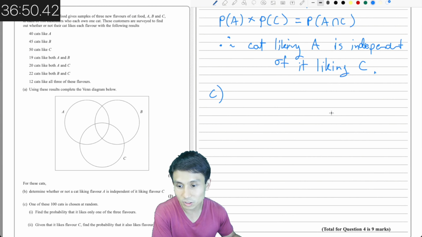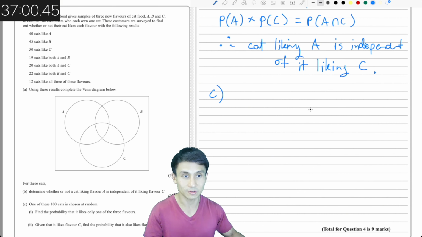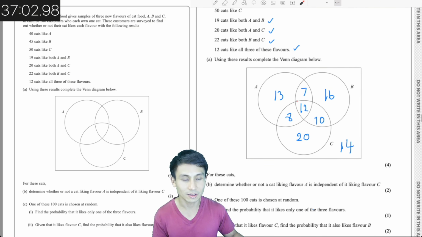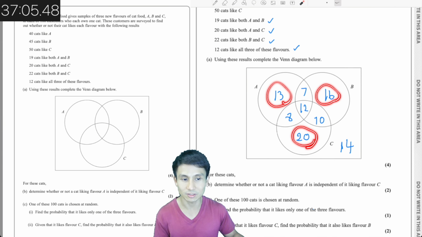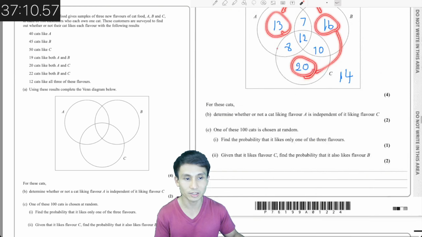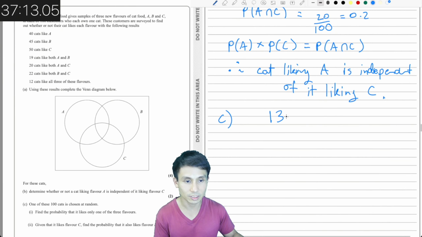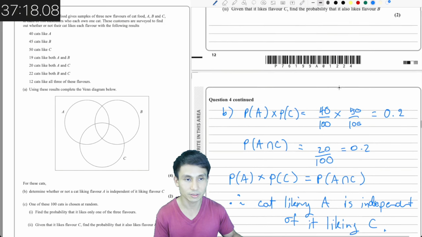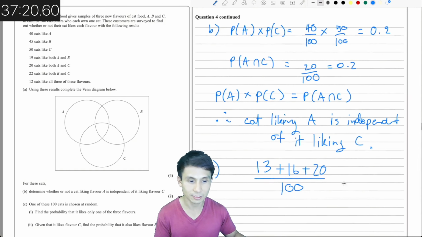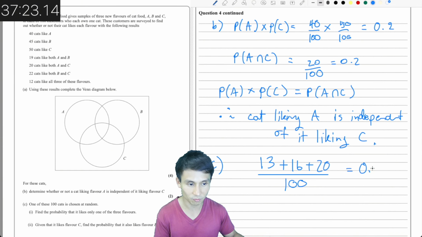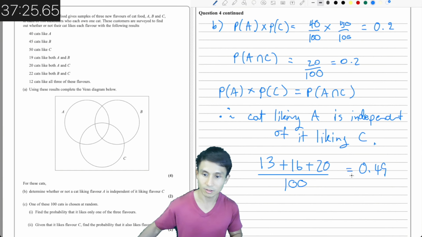C, one of these 100 cats is chosen at random. Find the probability that it likes only one of the three flavors. Only likes one of the three. So we are looking at the area of these three numbers, which is 13 plus 16 plus 20. So 13 plus 16 plus 20 divided by 100. That would be it. Yeah? And that is 49, 0.49. Yeah? Only one of the three.